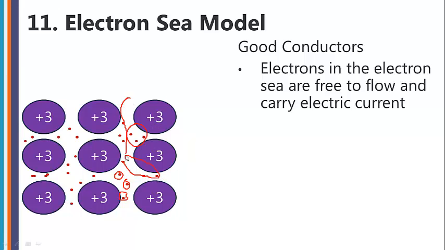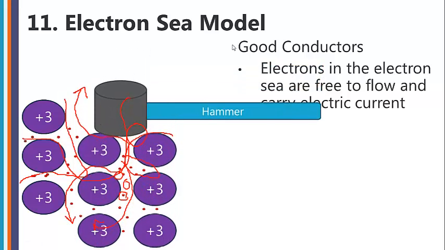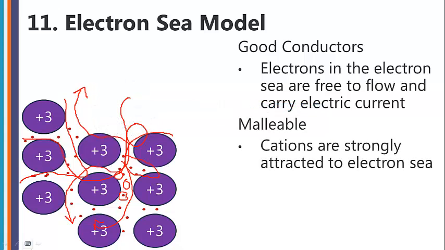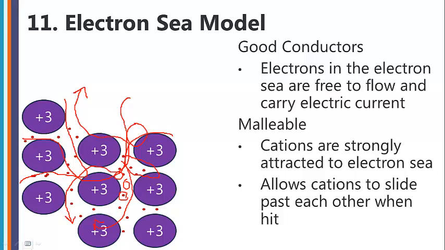These electrons are flowing around in between these cations, and they kind of act like grease. They prevent any of those positive charges from touching each other, which would cause the metal to break apart. If I hit a metal with a hammer, the cations are going to be able to slide right past each other. And that is again due to that electron sea. The cations are strongly attracted to the electron sea, and the electron sea lets those cations pass each other when hit with a hammer. So those positive charges never get too close because there are electrons flowing in between them.